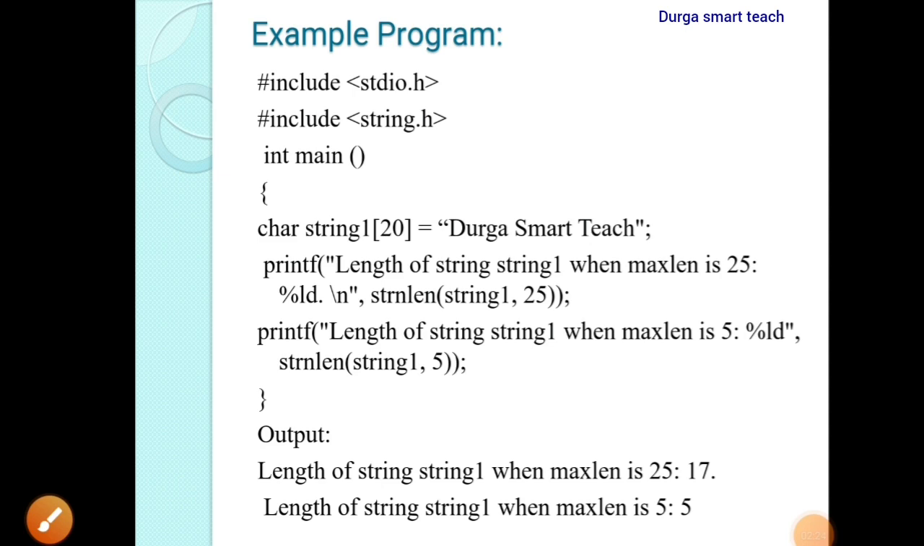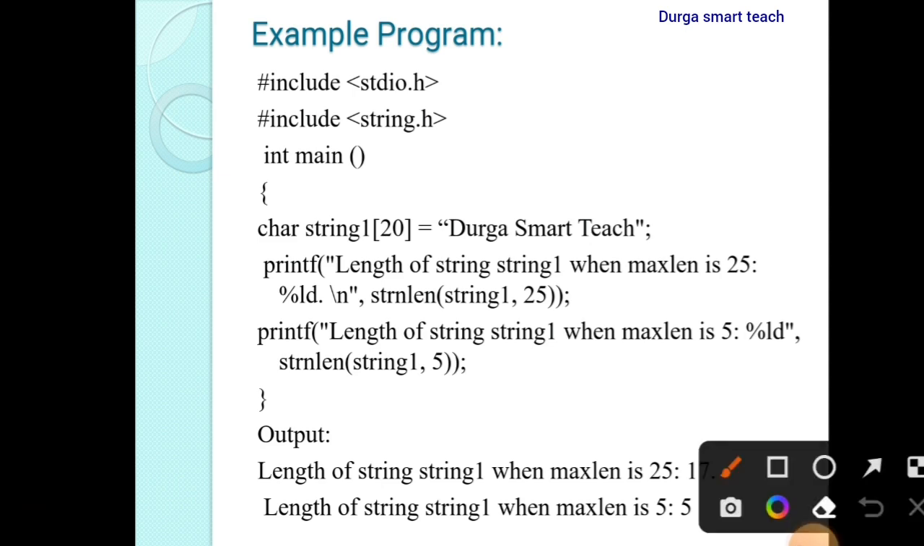Next, the program for calculating the string length. Here #include <stdio.h> is a header file and #include <string.h>. We are including the string.h header file because we are performing the string length operation, which is a built-in operation. Next I am taking one string variable. In the last class I discussed how to declare a string variable: char string1[20], where string1 is the string name and 20 is the size of the string.